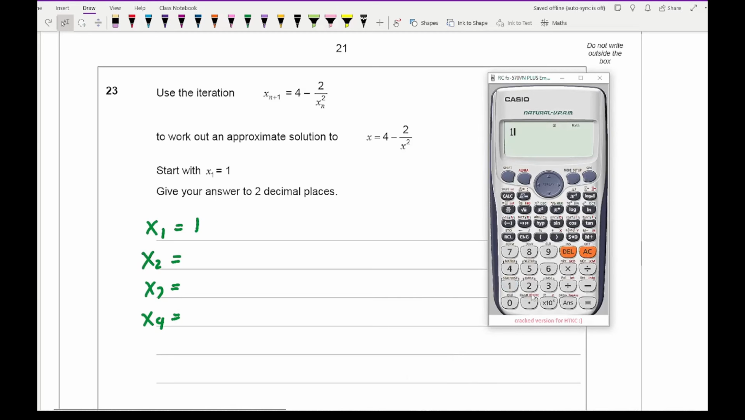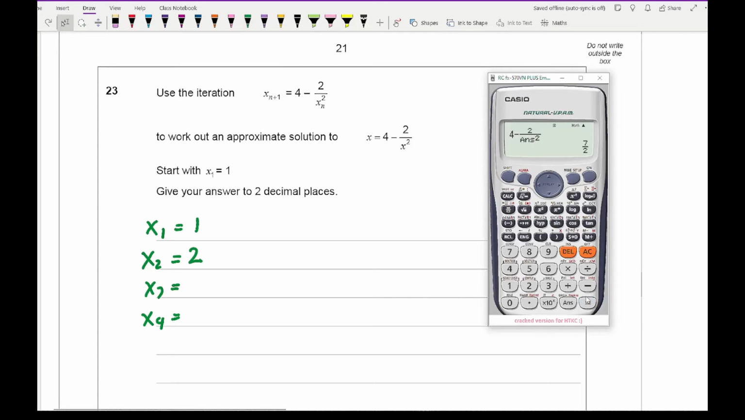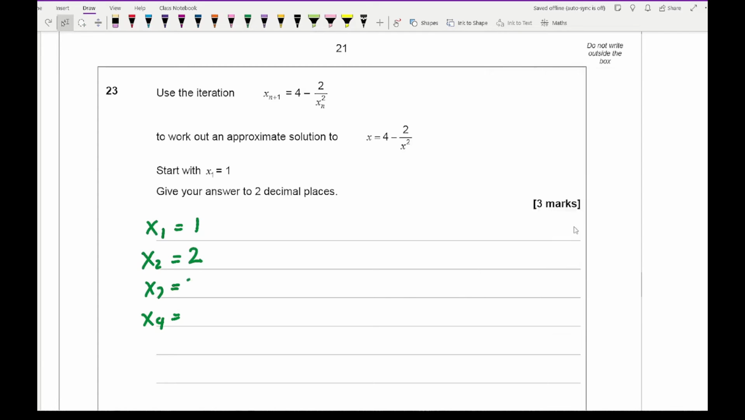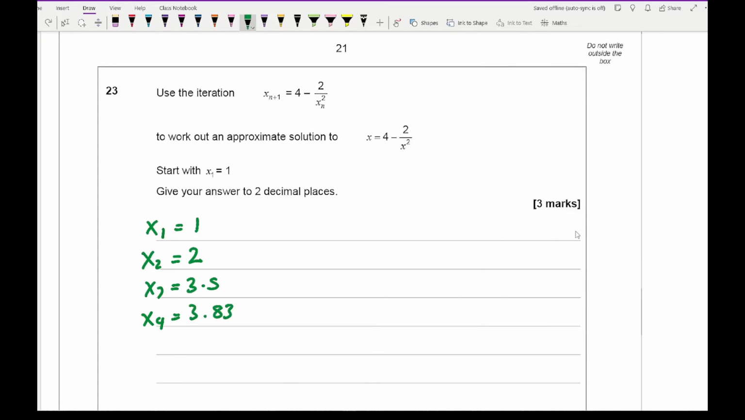So you want to enter the first number, press equals, and then what you want to do is enter the expression exactly as you've got it, but replacing x n with ans. So I set up my fraction, I've got 2 over ans squared. Now if I press equals, that gives me 2, so my second value is 2. Press equals again, that's my third value, so it's 3.5. Then press equals, which is 3.83, so 3.836, blah blah blah.